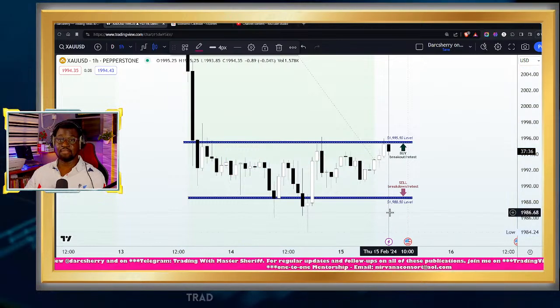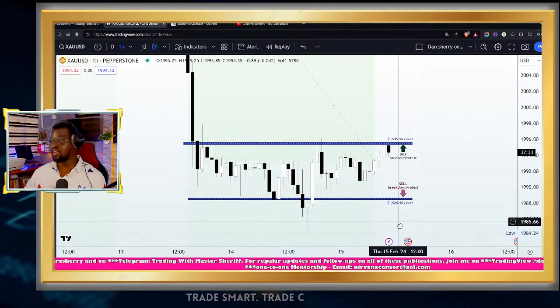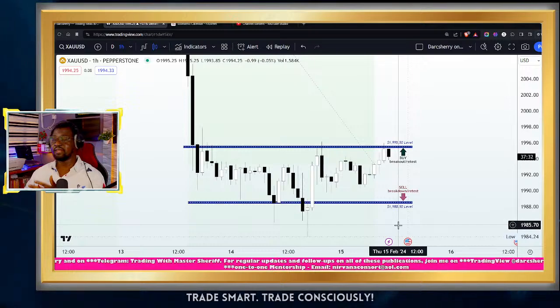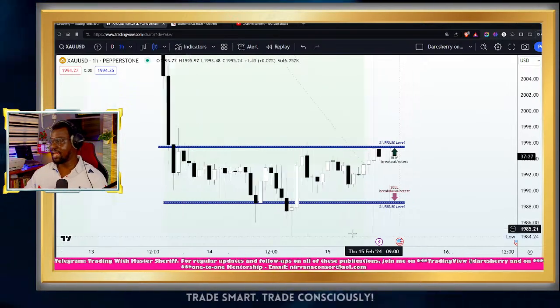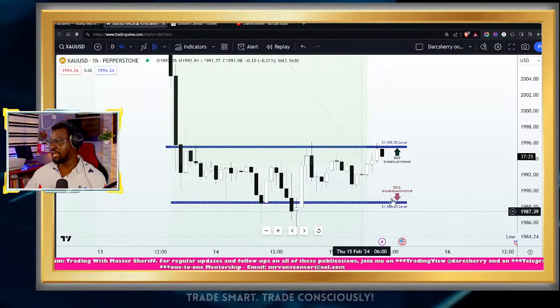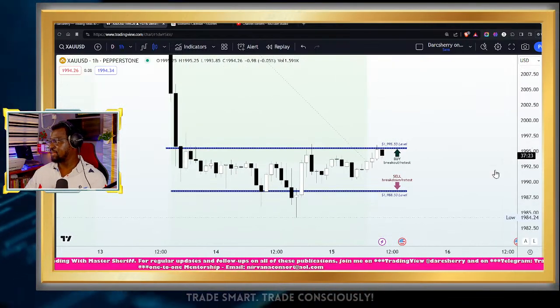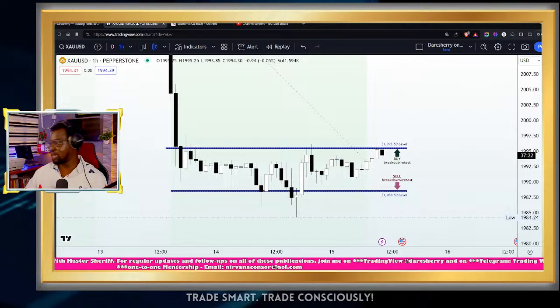And at the same time, it could serve as a reversal pattern, as I'm beginning to see something like a head and shoulder pattern, but it's not really a head and shoulder, but it's close to a head and shoulder pattern. Let me give you a visual representation of what I'm talking about here.